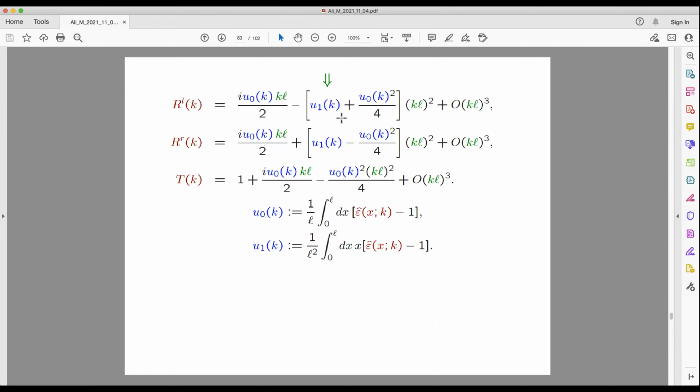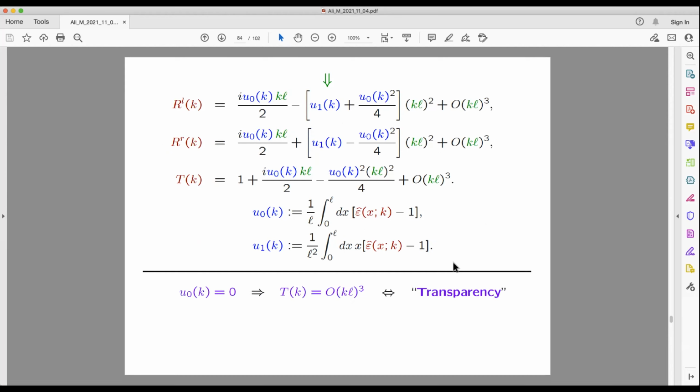Only U0, U1 is sufficient to get this far. Again, U0 is this and U1 is that, with one extra factor of X inside the integral. Now, if you look at the transmission, if you can make this U0 equal to 0, the first three terms drop. So effectively, the slab is transparent for low energy waves.